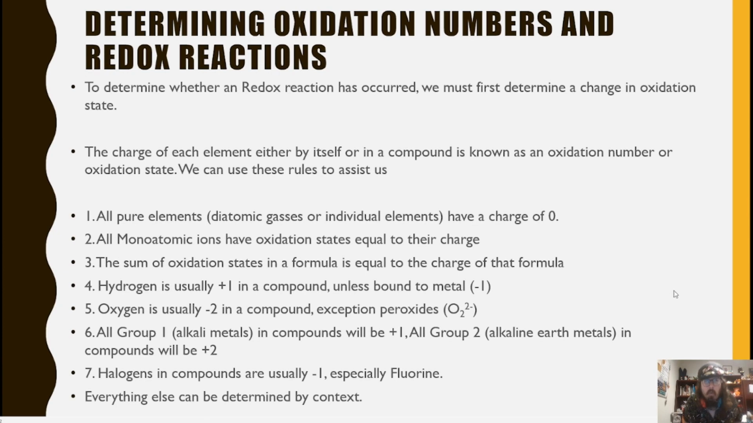But so, in order to figure this out, we needed to be able to determine the oxidation numbers and to figure out whether a redox reaction is occurring. We must figure out if there is a change in oxidation state. That's the easiest way to determine this. The charge of each element, either by itself or in the compound, is known as the oxidation number or oxidation state. Now, here are some rules.